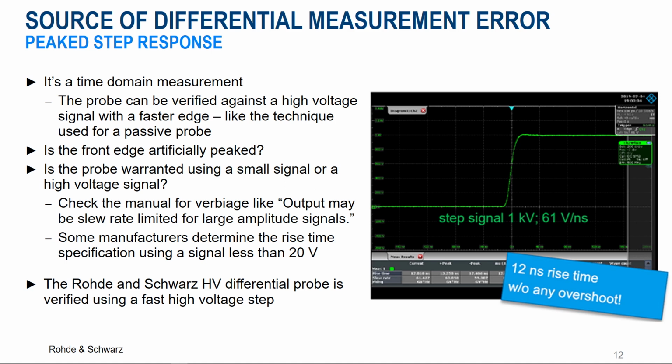By comparison, the Rohde & Schwarz ZHD series of differential probes are specified using a fast, large signal reference to determine the probe's actual rise time. This is the only true method for determining an accurate rise time specification. The signal shown in this figure is displaying the step response of a reference signal with a 1 kilovolt amplitude and a slew rate of 61 volts per nanosecond. The measured rise time of this step response is 12 nanoseconds, and the observed step response of the probes is extremely flat with negligible peaking at the front edge.